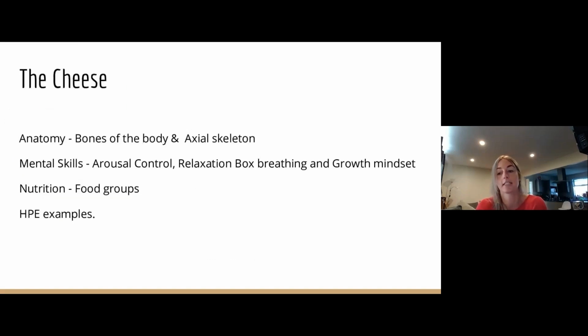So the cheese we're going to get through today is anatomy, some stuff around bones of the body and the axial skeleton, three examples of mental skills: arousal control, relaxation, box breathing, and growth and fixed mindset. And then if we get time, down to more of our health into PE examples with nutrition and a few other ones that I'll just talk through.